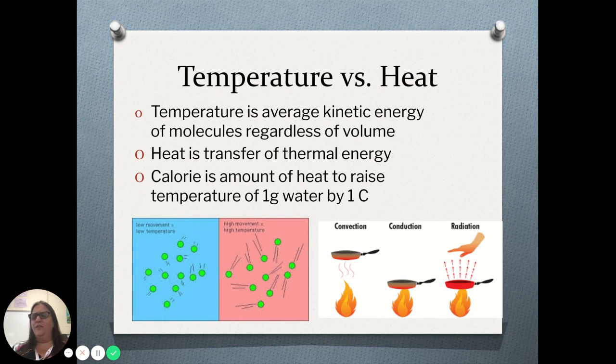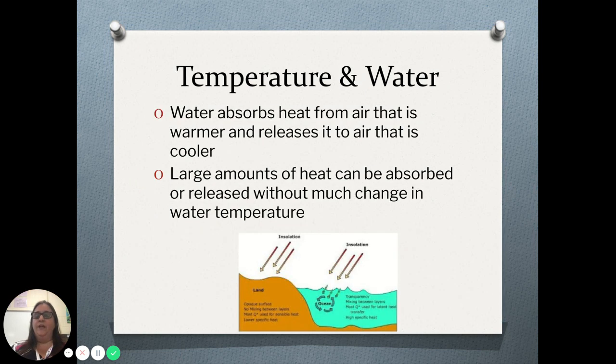It's kind of a weird thing to call that a calorie because we tend to think of, oh, this granola bar has 100 calories in it. But it's how much heat transfer it takes to raise 1 gram of water, or 1 gram of the substance, 1 degree Celsius. The cool thing about water is that it's really good at absorbing heat from the air that's warmer, and it can also release heat to the air that is cooler.